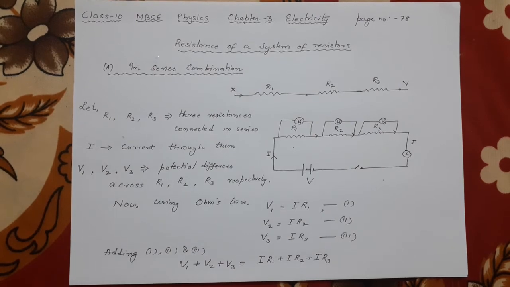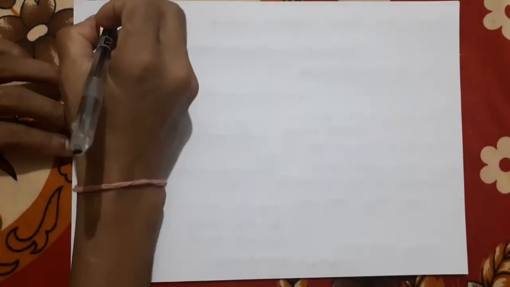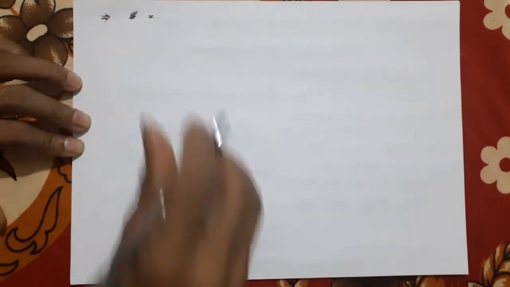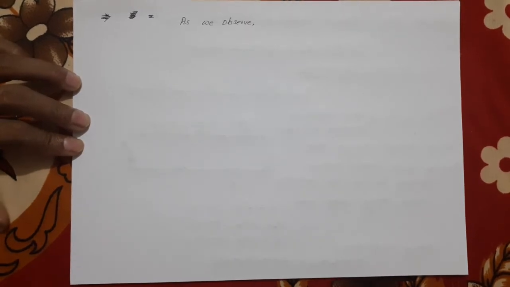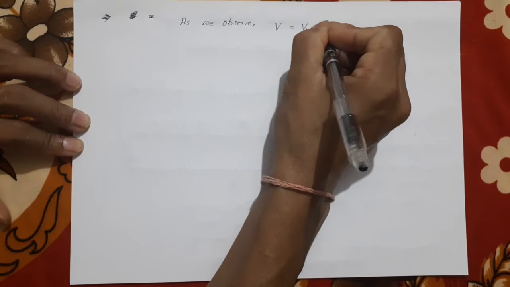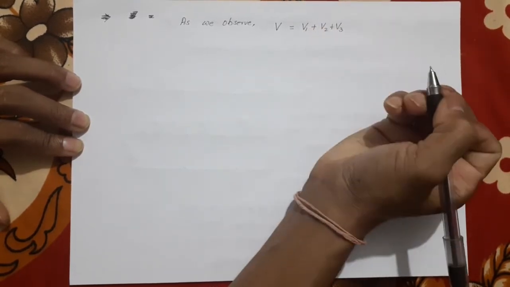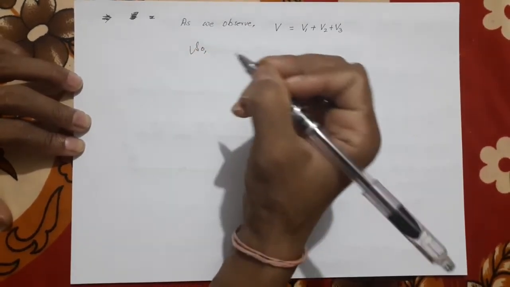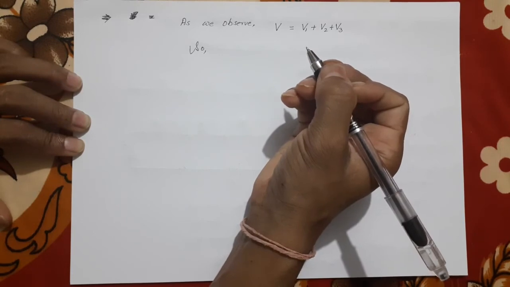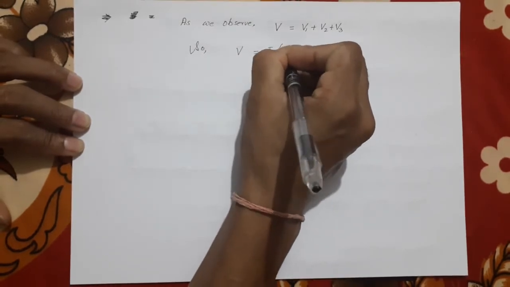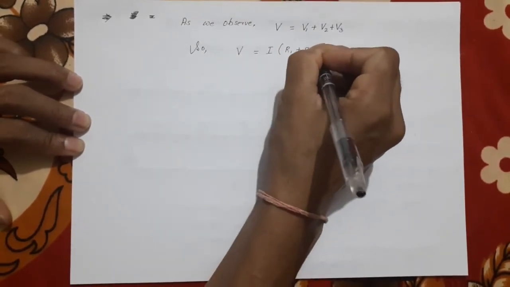Let's continue on the next page. So from the previous page, what we got? V1 plus V2. As we observe in the diagram, the total voltage is V, which was divided into three parts, V1, V2, V3, right? So this means, in the previous equation, you see V1 plus V2 plus V3 was V. So V equal to I into R1 plus R2 plus R3.